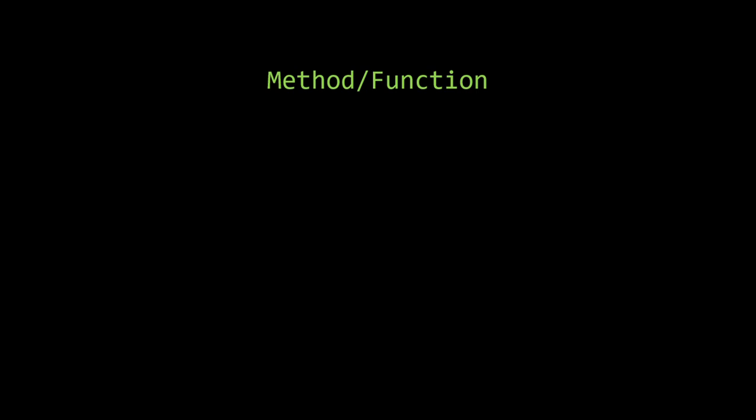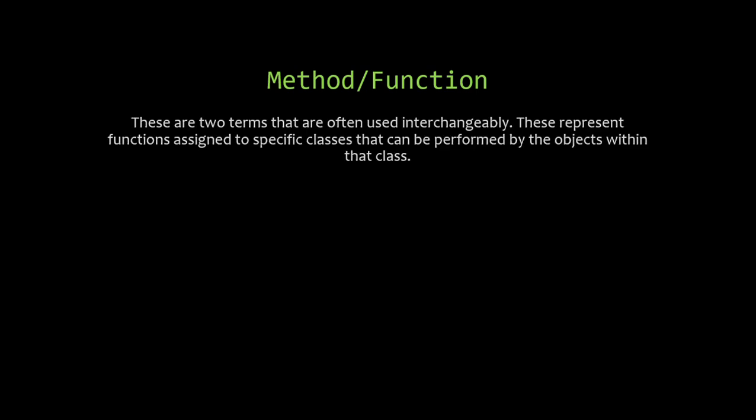Method / function. Now, the reason I put those together and put that slash in there is because I have also seen these used interchangeably, but these are two terms that are used to represent the functions assigned to specific classes that can be performed by the objects within that class. Pretty simple, just one of those defining things.